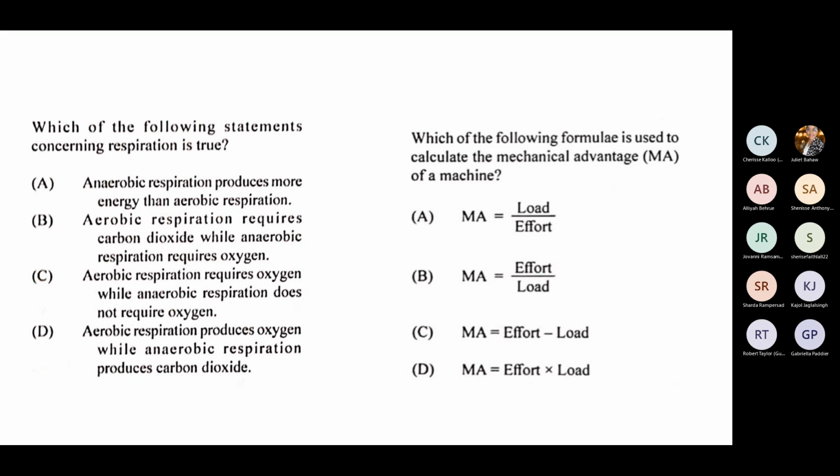EMS, the answer is C. All right. Aerobic respiration requires oxygen, while anaerobic respiration does not. So that's true. In the event they put false instead of the word true, you always have to be very careful with the multiple choice. And this one always comes: which of the following formulas is used to calculate mechanical advantage? What is the correct answer there?